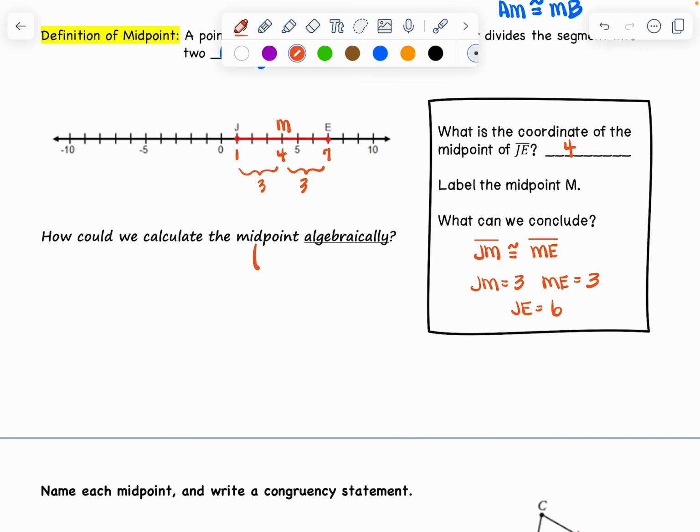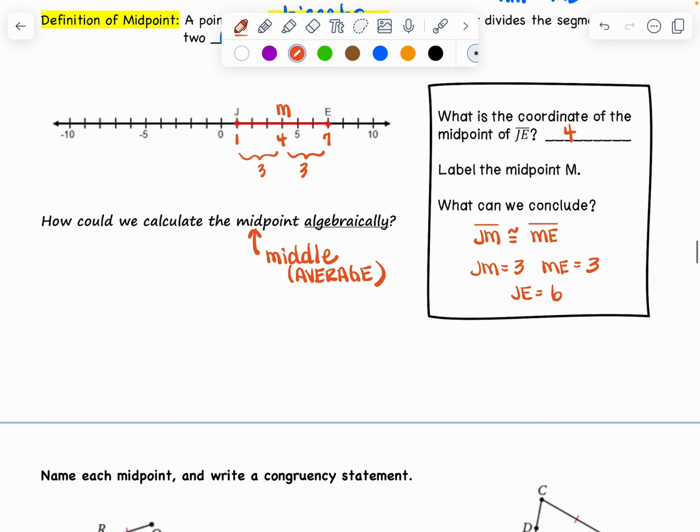And so if you think about the word midpoint, right? The midpoint we know is the number in the middle. Well, what's another word for the number in the middle? The average, right? Well, how do we calculate the average, right? Well, if you take two tests and you want to know what your current test average is, what do you do? You add them up, you divide by 2, right? And that's exactly what we're going to do right here.